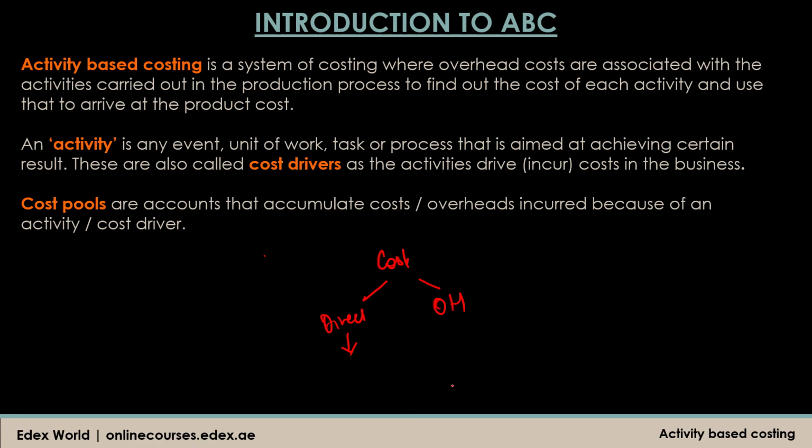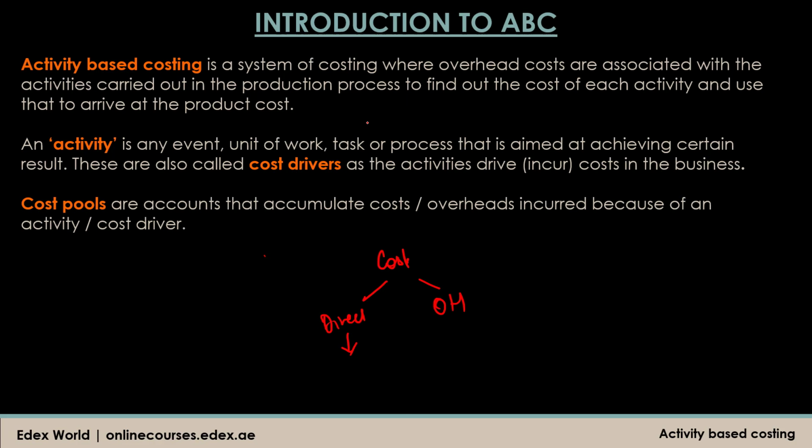Let's understand how it is done in activity-based costing, also known as ABC. Activity-based costing is a system of costing where overhead costs are first associated with certain activities that are carried out in the production process. What are these activities? These activities are anything that help in the production process and also drive cost for the business. When I say drive cost for the business, it means when that activity is carried out, there is certain cost for the business that is being incurred, and hence these activities drive cost for the business.